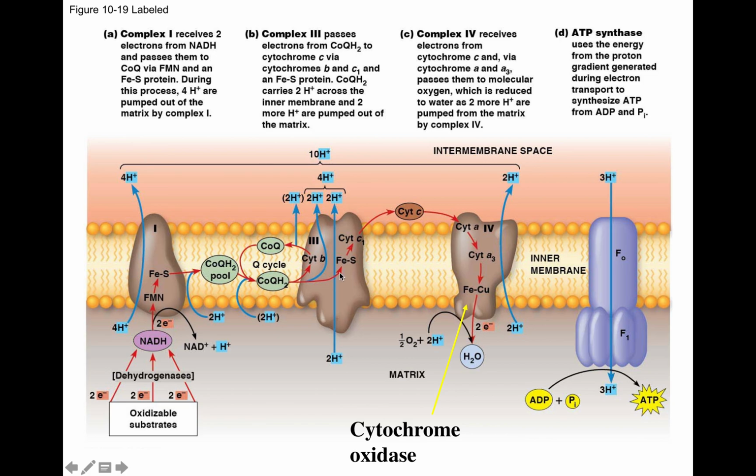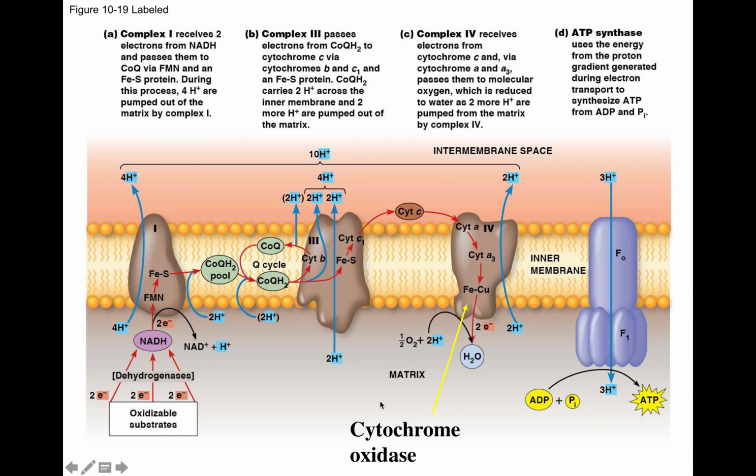Then we reach complex 3, and complex 3 has other electron carriers further stripping the energy from those electrons, and that energy that is stripped off is used to move protons again from the matrix to the intermembrane space against their concentration gradient. Then it's passed off to cytochrome C. Cytochrome C is a water-soluble protein electron carrier in the intermembrane space. That passes off electrons to complex 4.